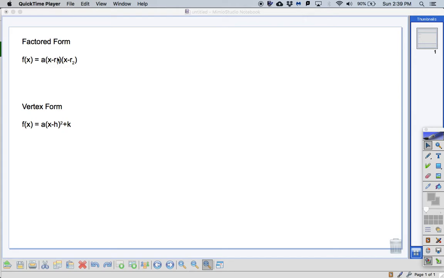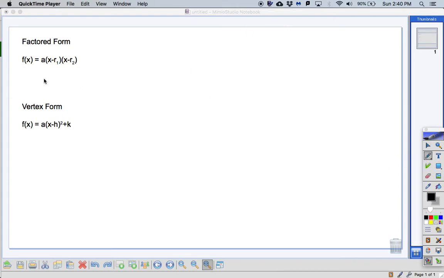Parentheses, x, and then you'll have your two roots or your two zeros right here. So x plus or minus something, and then the other one is x, another plus or minus something. Okay, in vertex form, very similar. You have either f of x or y equals, again, an a, and then instead of having two roots, now you have a vertex, and it's going to be x minus the first part of your vertex, squared, plus the second part of your vertex. It's always in this form. So let's see how that looks.